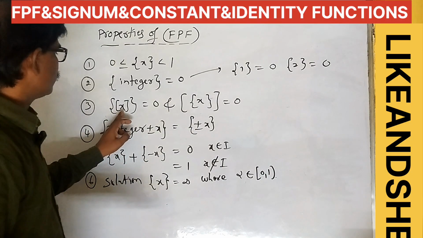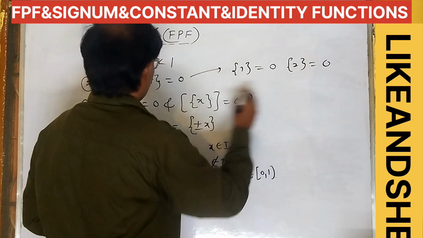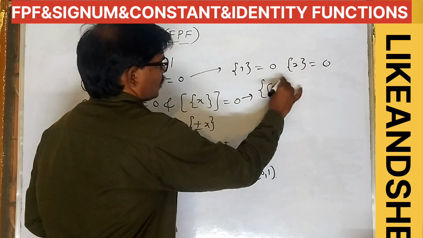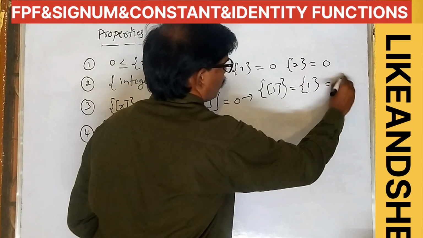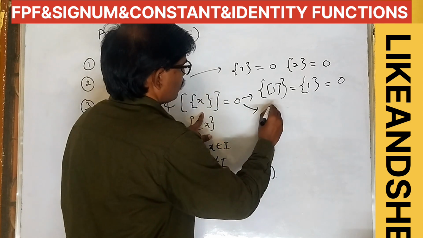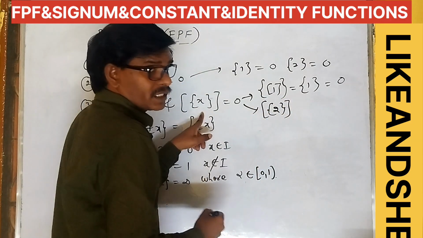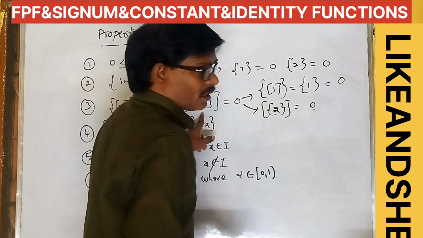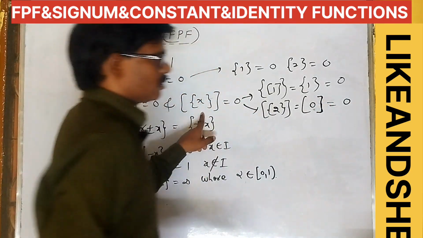Next, the fractional part of the step of x is equal to 0. Here, take x is equal to 1. What is the fractional part of 1? The step of 1 is equal to 1, and the fractional part is equal to 0. This is also the same. Take 2. The fractional part of 2 is equal to 0. The step of 0 is equal to 0.